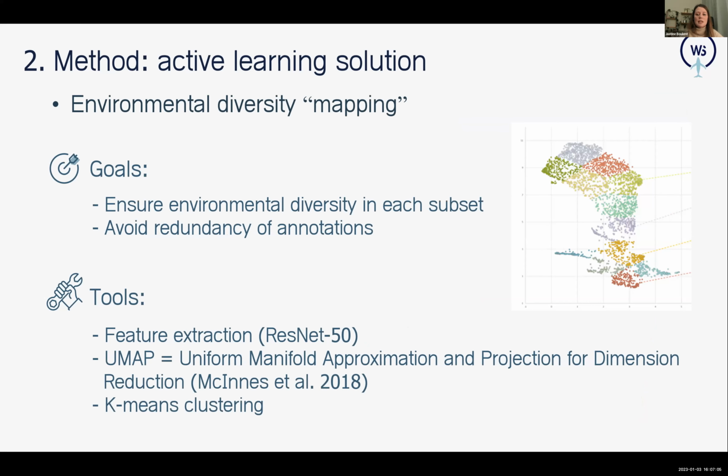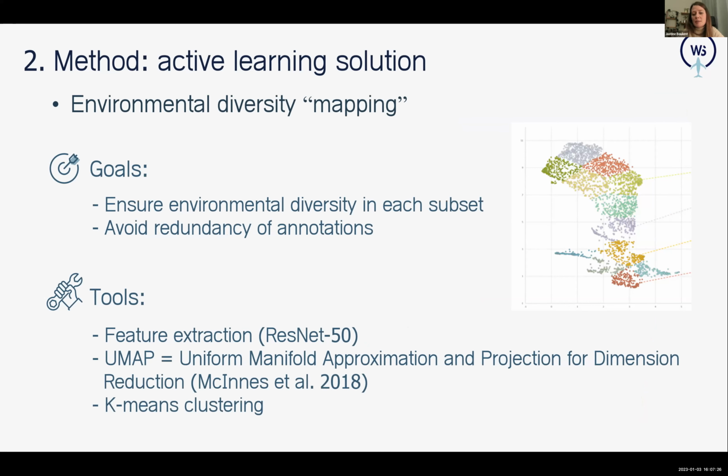The second step is the environmental diversity mapping. This step ensures that the environmental diversity is well represented in the different training, validation, and test subsets. It also avoids redundancy of the images selected for annotation.